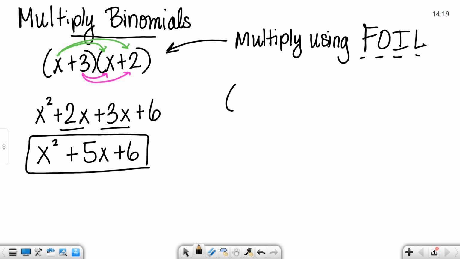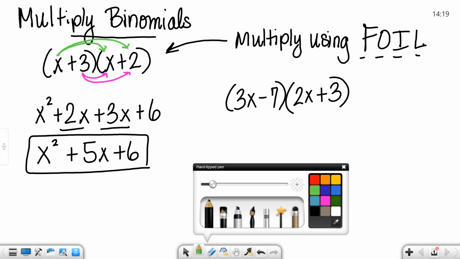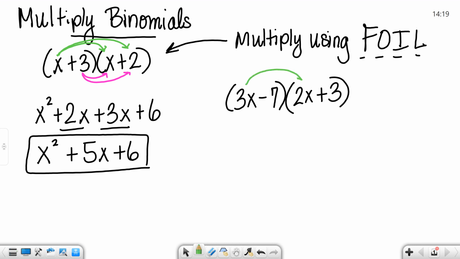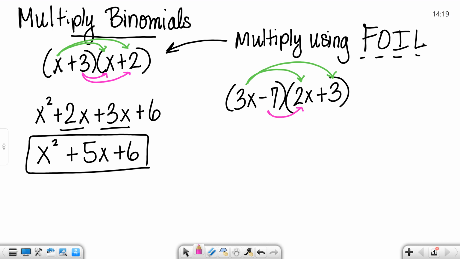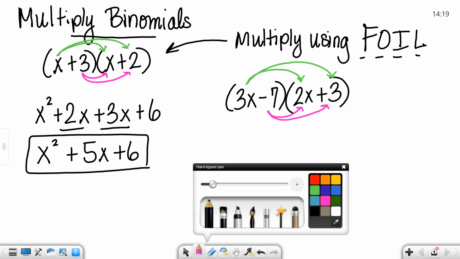Okay, let's do one that's a little bit different. Let's say we have something like 3x minus 7 times 2x plus 3. Let's try that one. Our process is going to be the same. We are going to distribute. So I'm going to multiply this 3x by both of these. When I'm done doing that, I'm going to multiply negative 7 times both of these.